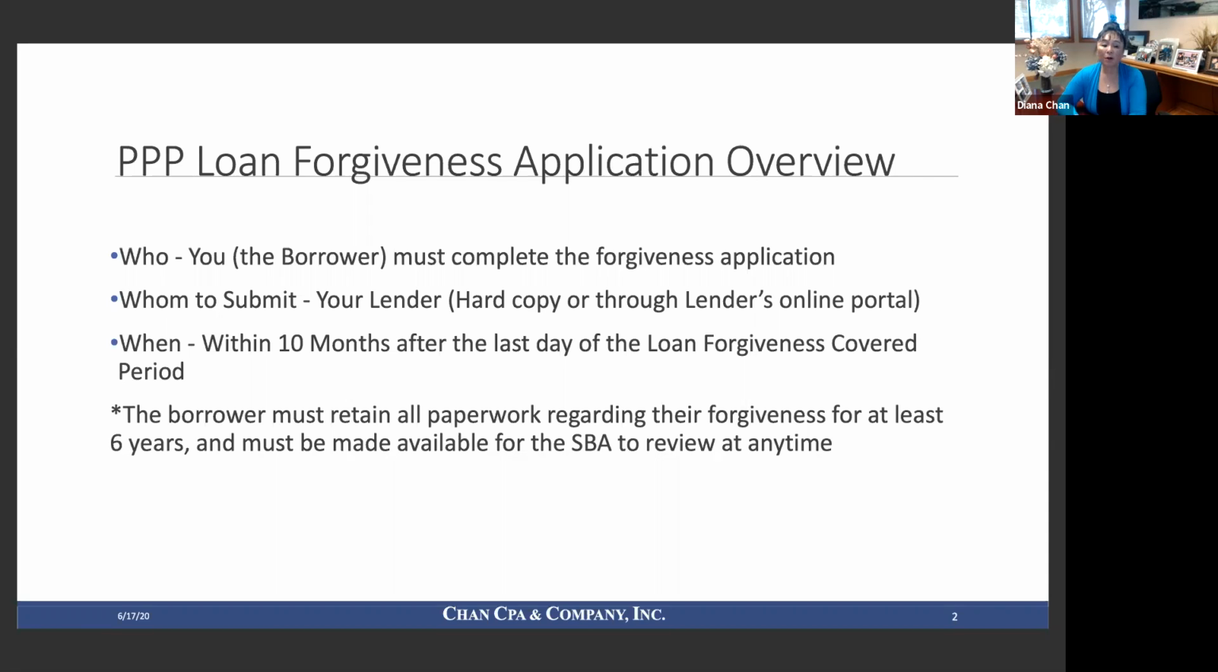The borrower, by the way, must retain all paperwork regarding their forgiveness for at least 6 years, no different than a tax return, and it must be made available for the SBA to review at any time, just as with tax audits. So you can consider the preparation of these forms and application no different than preparation for a tax return.